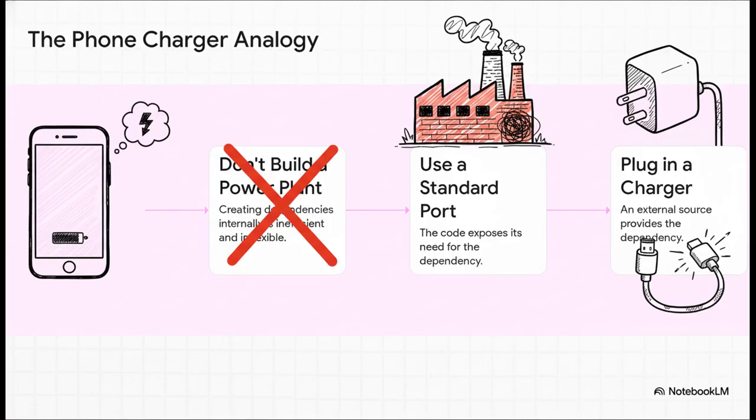Okay, think about it like this. Your phone needs power, right? It's a dependency. But your phone doesn't have a miniature power plant built inside of it. I mean, that would be crazy, and you'd be stuck with only one way to charge it. Instead, it has a standard port, like a USB-C port. It just says, hey, I need power through this specific kind of hole, and you can plug in any charger that fits. That's all dependency injection is. It's giving your code a standard port for its needs.